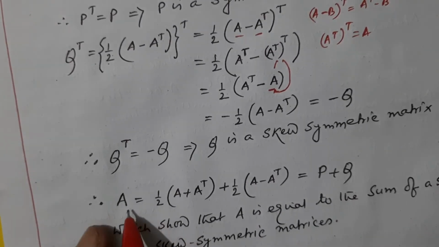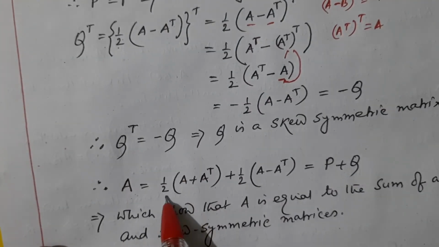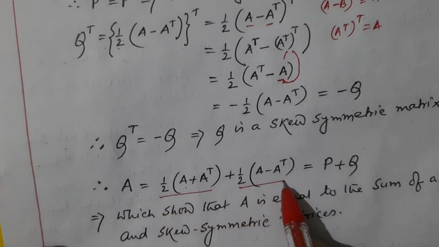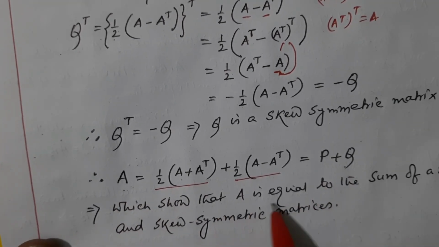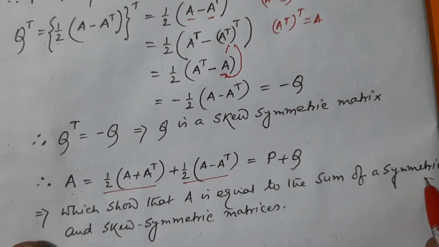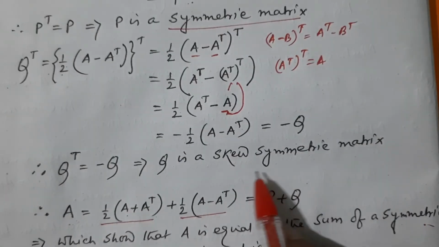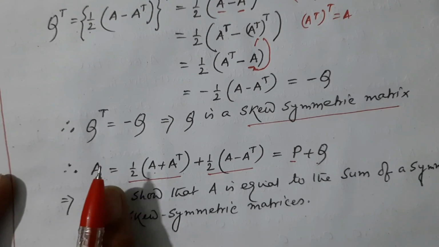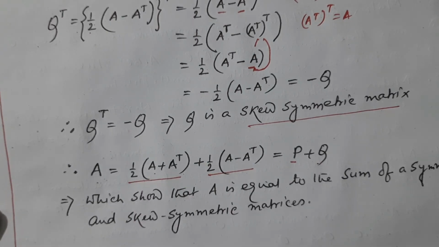And A is actually a square matrix. We consider it as a square matrix. So A can be written as half into (A plus A transpose) plus half into (A minus A transpose). This is P and this is Q. Therefore A equals P plus Q. This implies that A is equal to the sum of a symmetric and a skew symmetric matrix, because P is a symmetric matrix, as we proved, and Q is a skew symmetric matrix. So any square matrix can be expressed as the sum of a symmetric and a skew symmetric matrix. Okay, thank you, student.